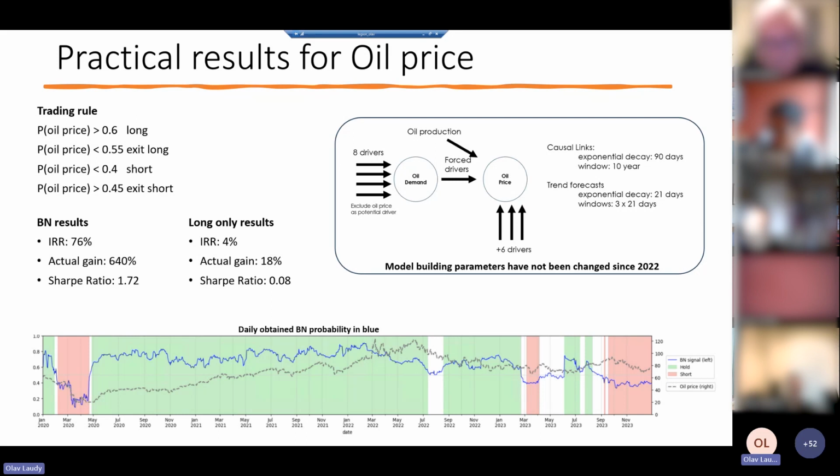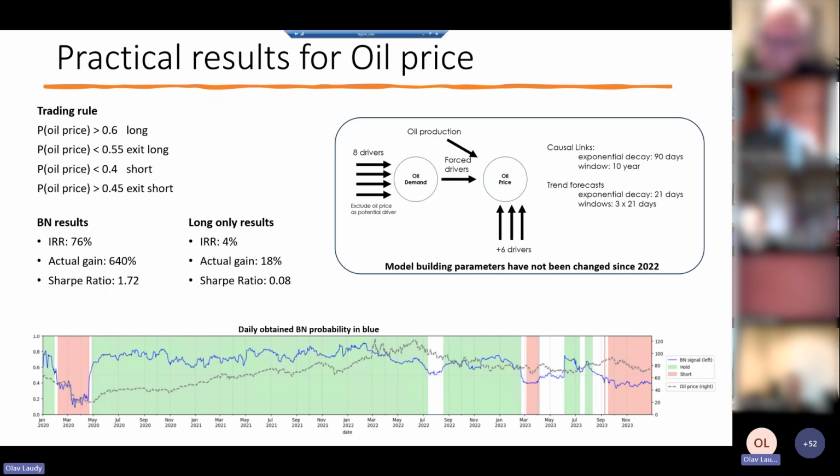The first is an 8-driver model for the oil demand, and we plug in this oil demand estimate in a second Bayesian network, once more with 8 drivers with the target oil price. There are some more subtleties to this model, which we have documented in a paper specifically about trading oil, which I'm happy to share with anyone interested.